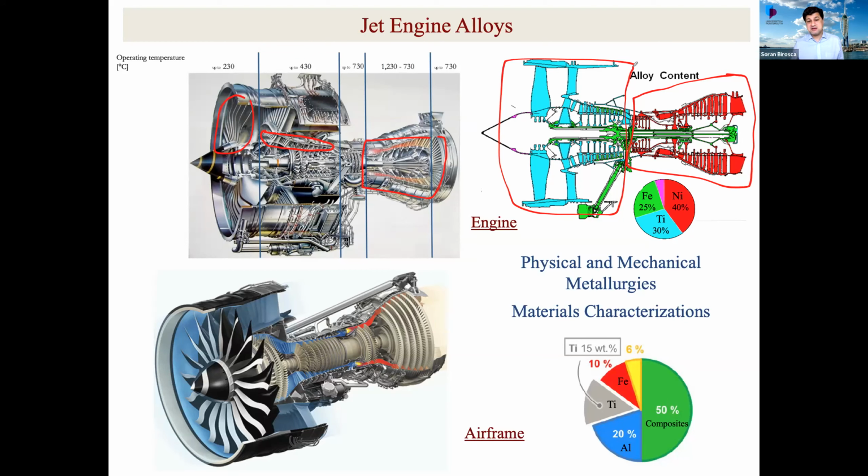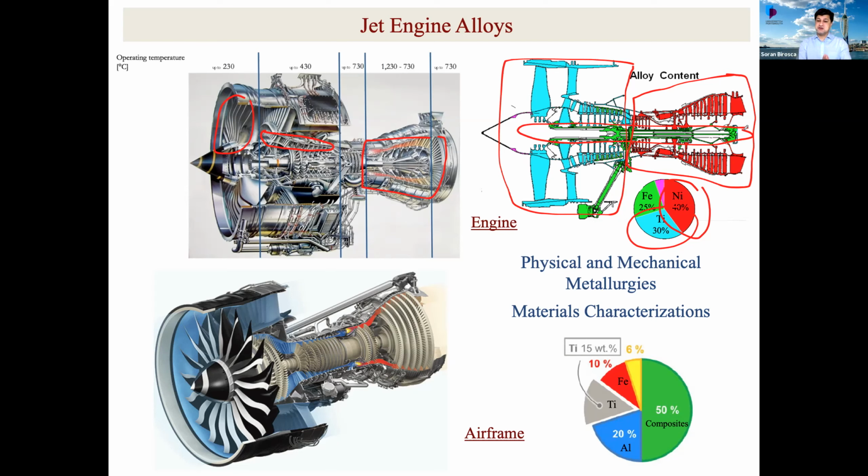If you look at the jet engine, 40% of the blades and discs are made of titanium. 40% is nickel, and 30% is titanium. I also work on the steel shaft, which is in the core of the jet engine, which is 25% of the materials used.